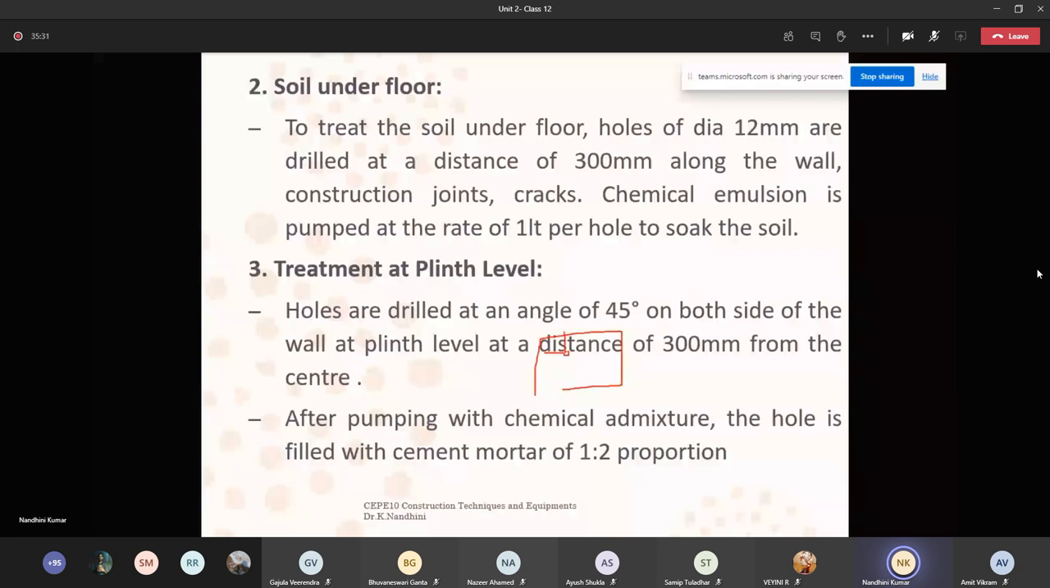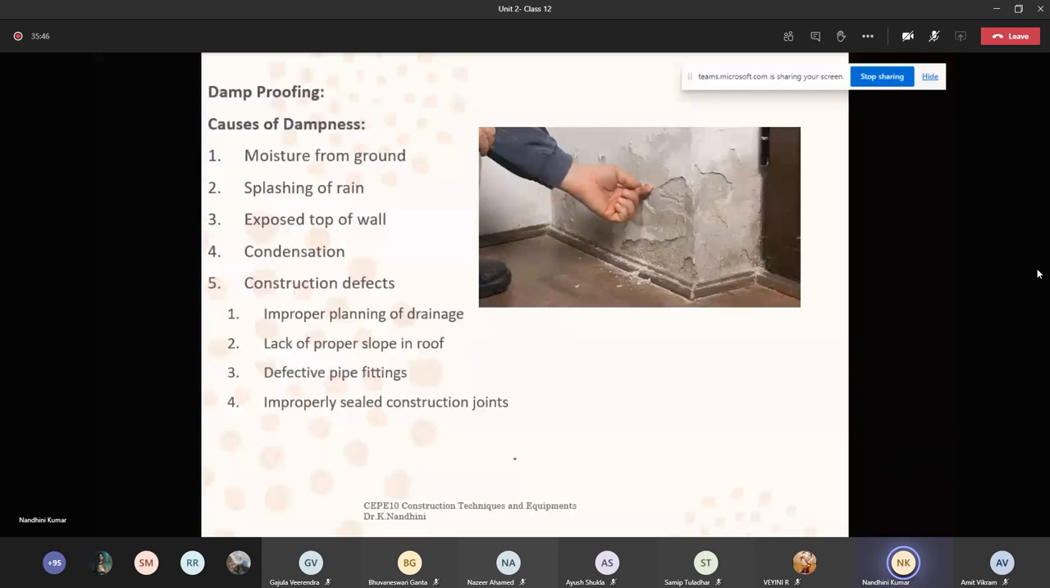You should make sure that the angle is 45 degrees in case of treatment at the plinth level, on both sides of the wall at plinth, at a distance of 300 mm from the center. After pumping with chemical admixture, the hole is filled with cement mortar of 1:2 proportion. That's all about termite proofing. Now we'll be moving on to damp proofing.